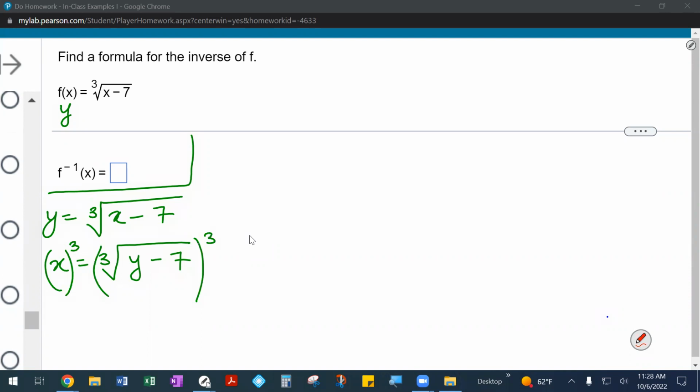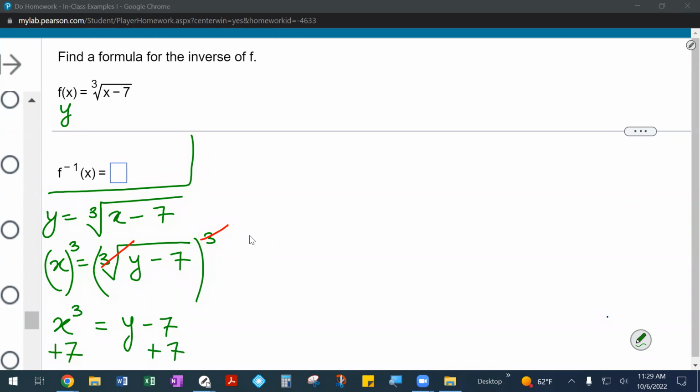So the cube and cube root will cancel each other out, leaving us with, let's see, x to the third on the left. You got rid of the cube root, so just y minus 7, and then what's the last step we need to do to get the y by itself? Yeah, very nice, add the 7.